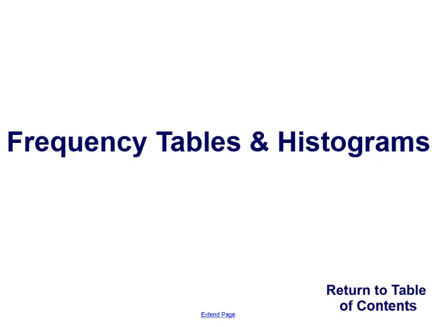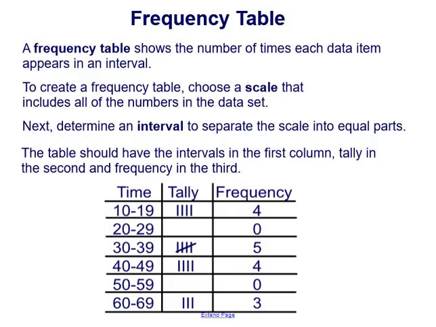Two types of data displays are frequency tables and histograms. A frequency table shows the number of times each data item appears in an interval. To create a frequency table, first choose a scale that includes all of the numbers in the data set. Next, you need to determine an interval to separate the scale into equal parts.